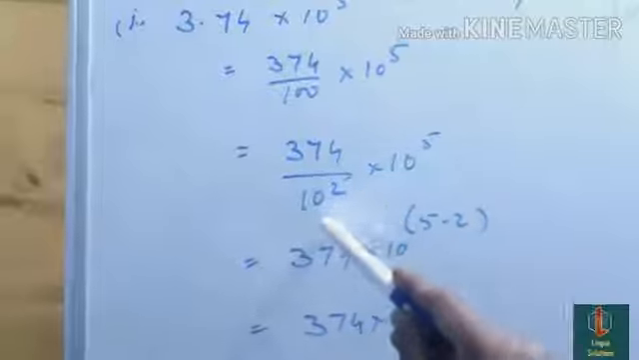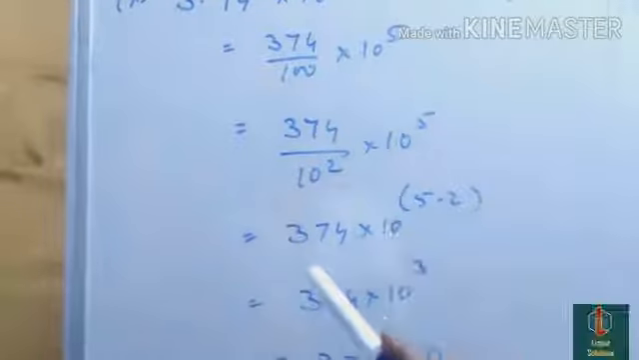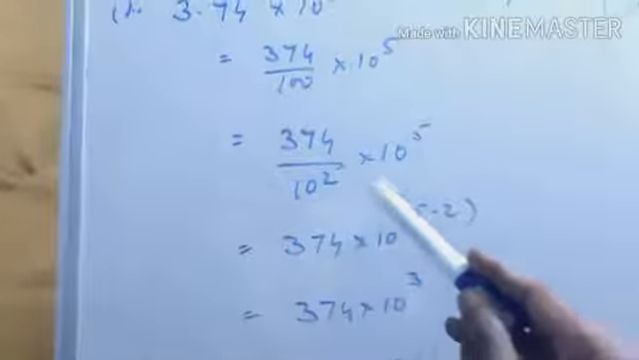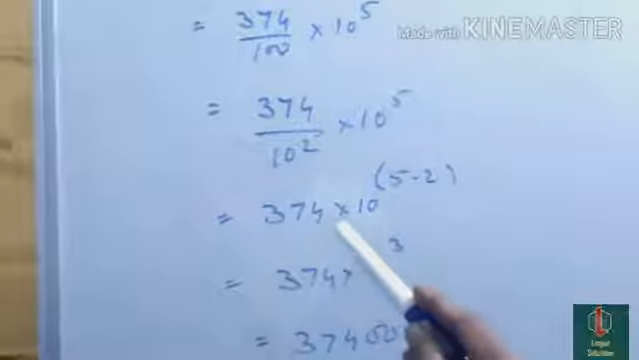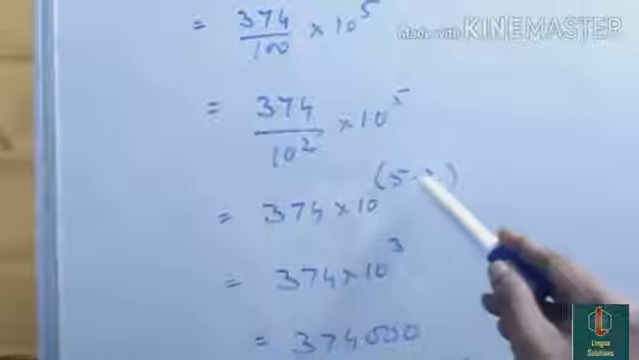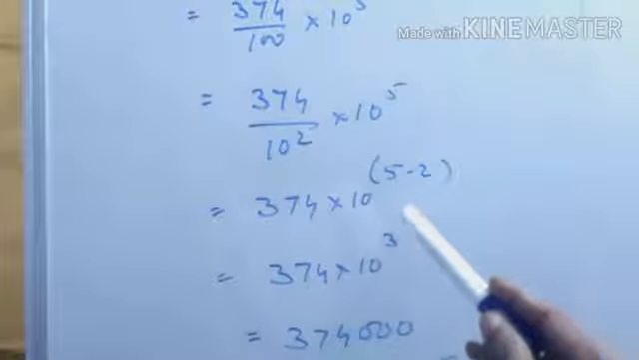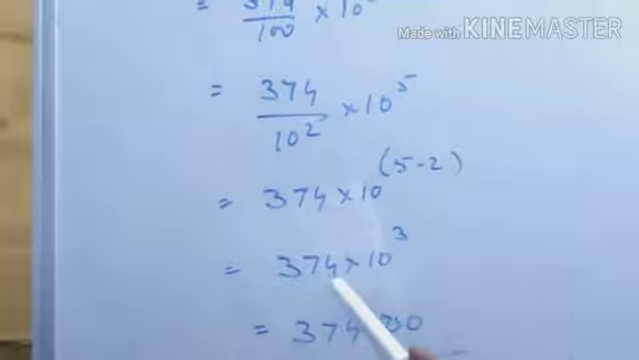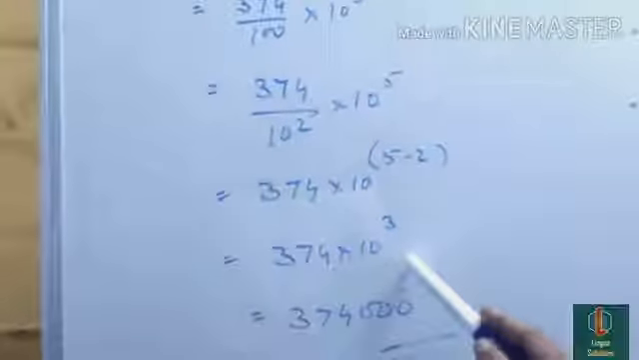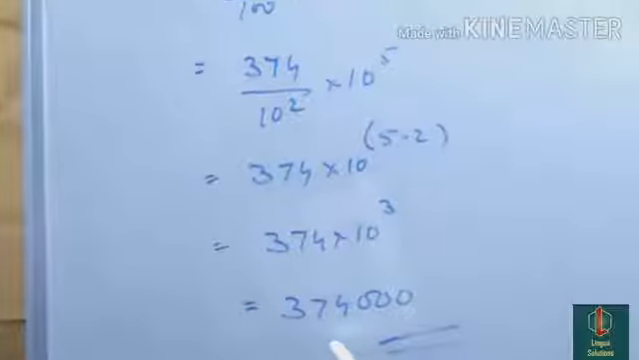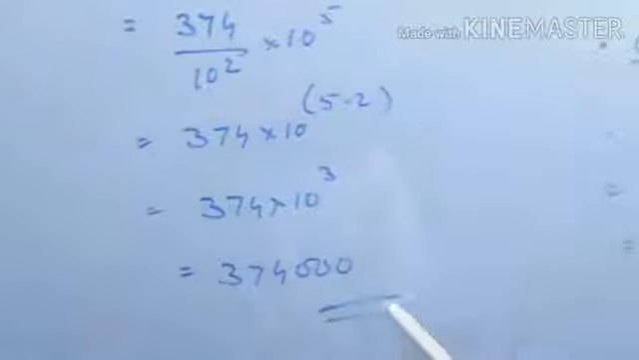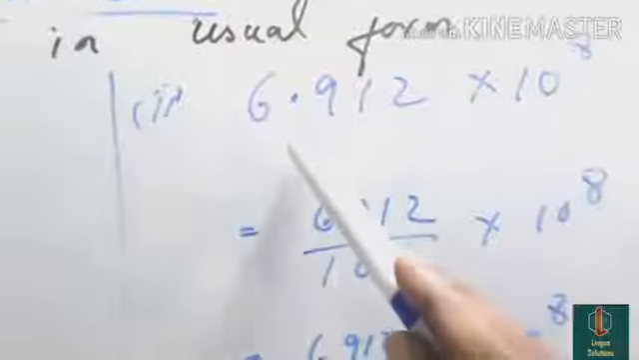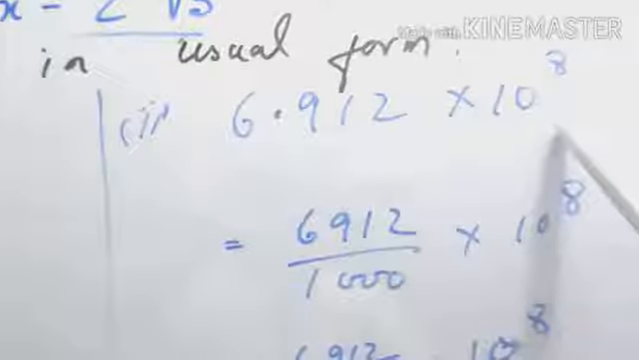Now bases are same, so we will reduce the power. We will subtract the power. Then it becomes 374 into 10 to the power 5 minus 2. It is 374 into 10 to the power 3, which is equal to 374,000. This is the answer. In the next one, 6.912 into 10 to the power 8.